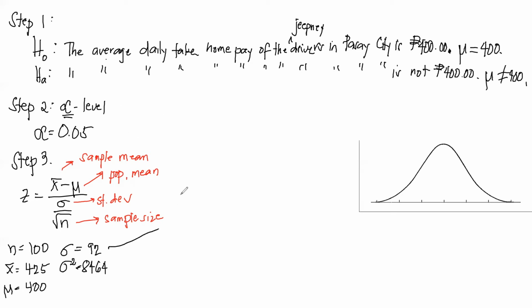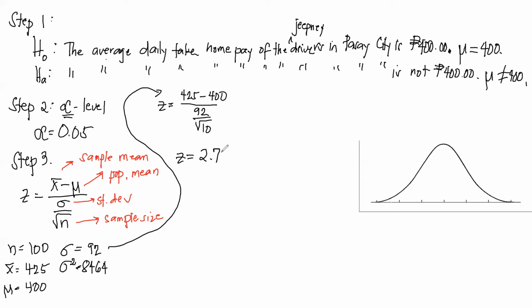Proceeding, just simply substitute the given to our formula. So now we have 425 minus 400 over 92 over square root of 100. Compute this on your calculator. It will give us a z-score of 2.72. Okay. So this is our test statistic.